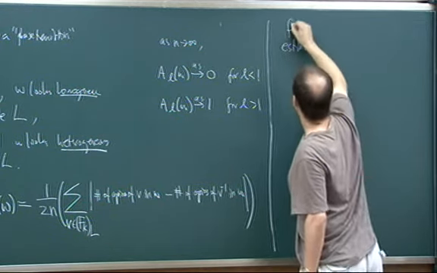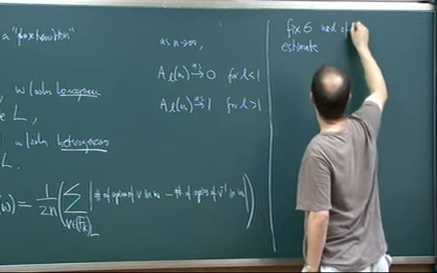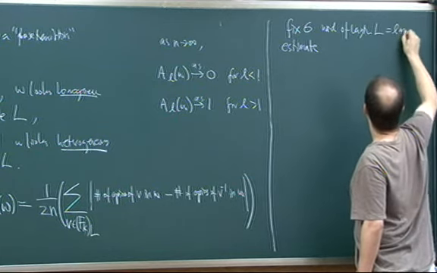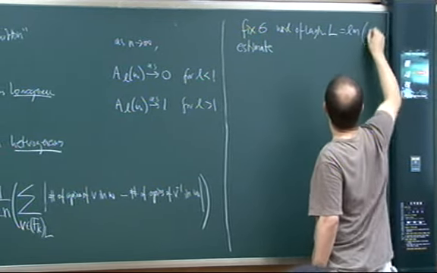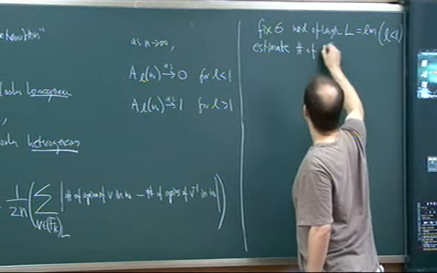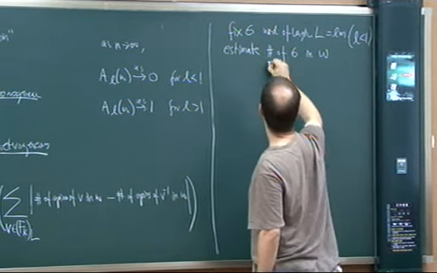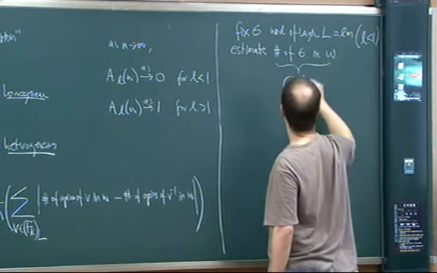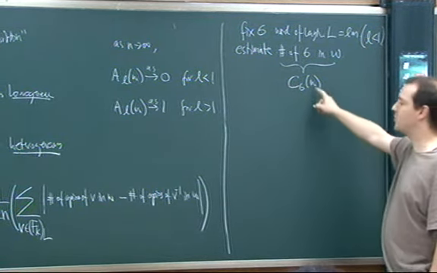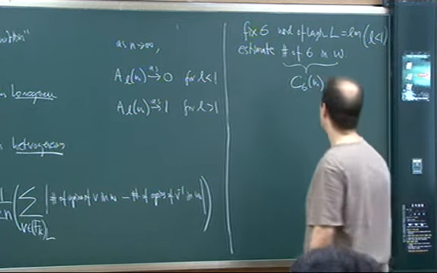So we're going to fix some sigma. This is just some reduced word of length capital L. And here we're going to say L less than 1, and we're going to estimate the number of copies of sigma in W. And we're going to call this number C sub sigma of W. Just count the number of sigmas in W. And this is W as a cyclic word. That's not really a big deal, but anyway, as a cyclic word.